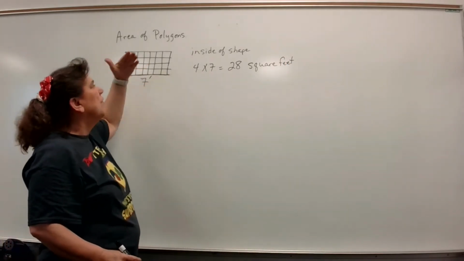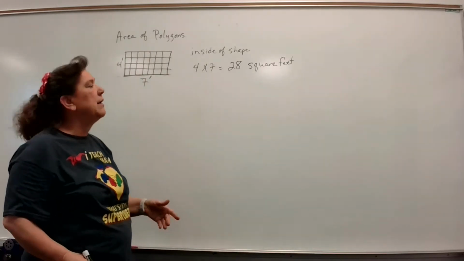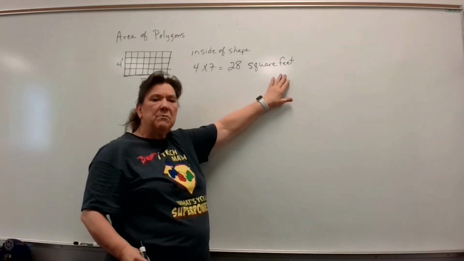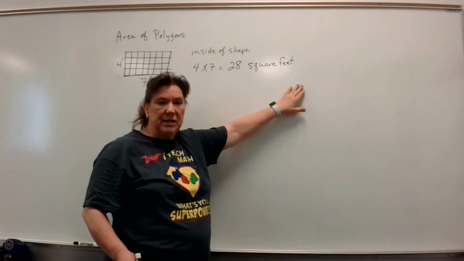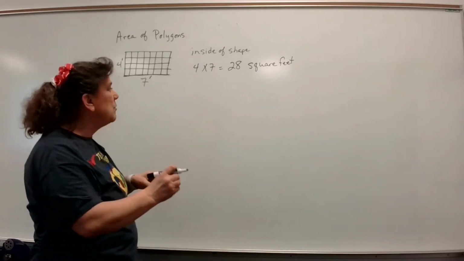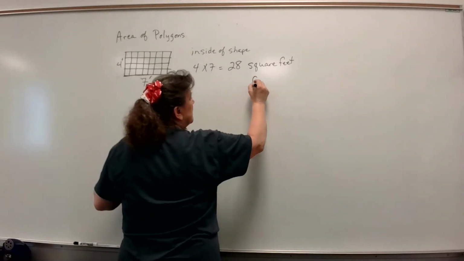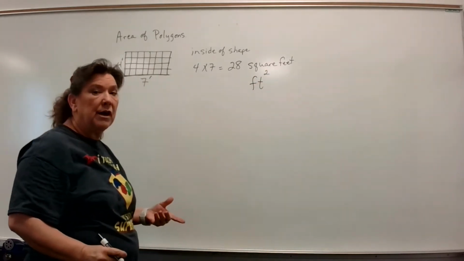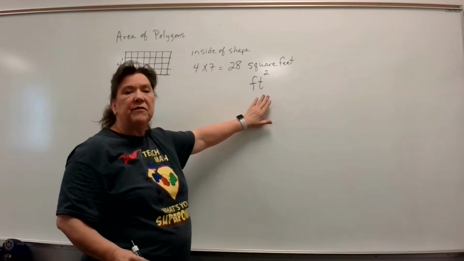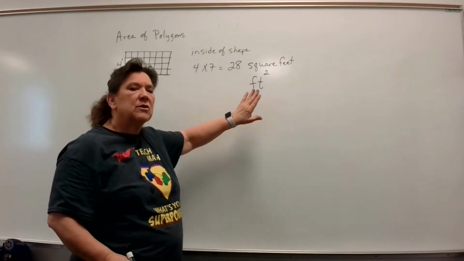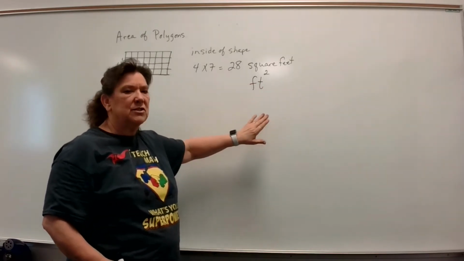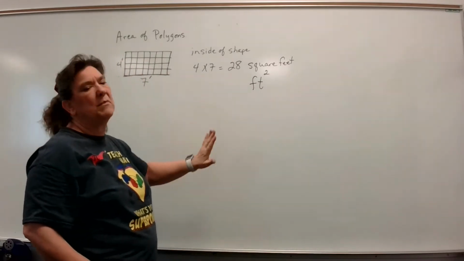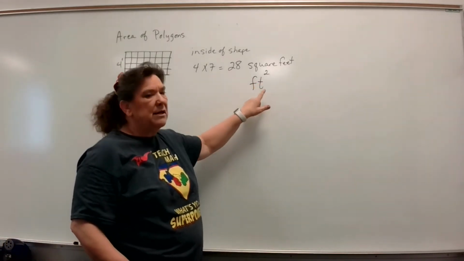And so therefore, area of all of your polygons is always going to be measured in square units because it's the number of little squares. We can also write the name of the unit and put a little 2 up there as a shortcut to write square feet, square meters, square centimeters, square inches, square miles, whatever the unit of measure is. We can always write it this way.